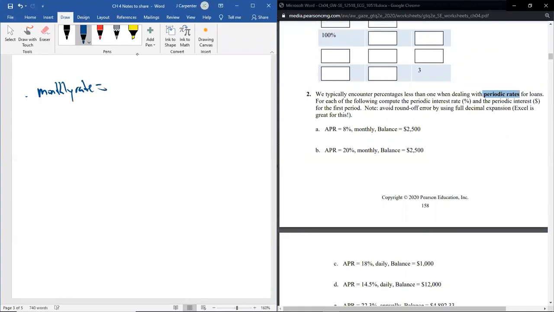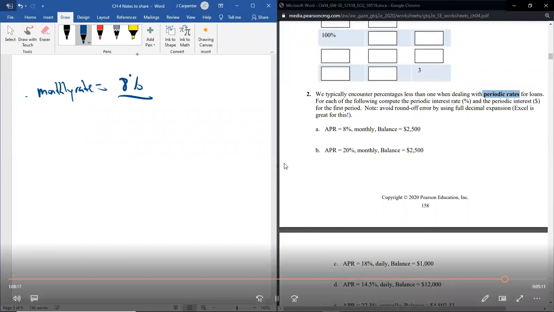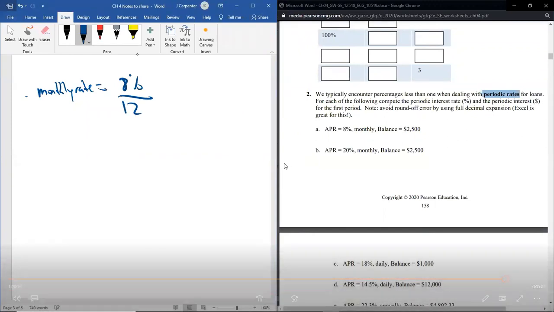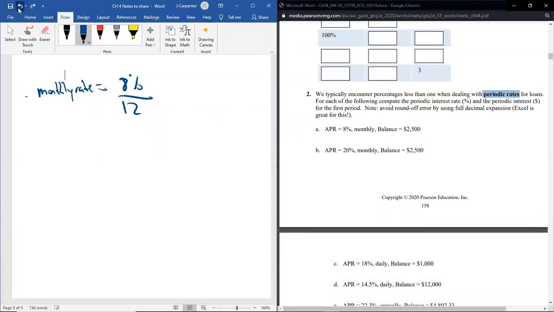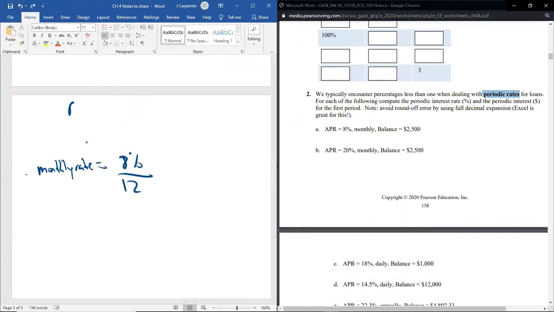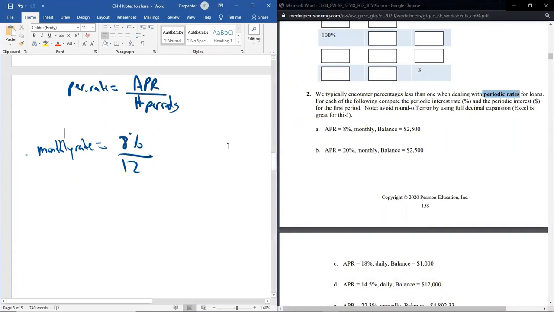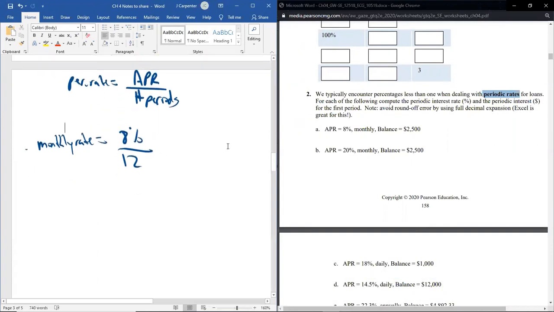So the monthly rate would be the annual rate of 8% divided by, well, how many months are in a year? 12. Again, this was a formula that we gave you back in those chapter 1 notes, that a periodic rate is equal to the annual rate divided by the number of periods. So if we want a monthly rate, we divide by 12. If we want a daily rate, we divide by 365. If we want a quarterly rate, we divide by 4. If we want a semi-annual rate, we divide by 2.